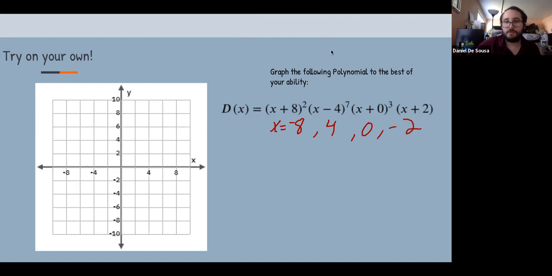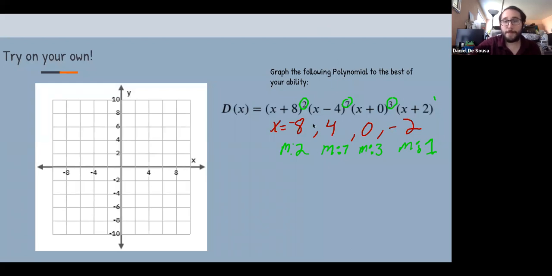I also know that the multiplicities of each are easy to tell because the exponents tell you how many copies of your solutions you have. So for -8, the multiplicity is 2. For 4, the multiplicity is 7. For 0, the multiplicity is 3. For -2, be careful, even though there's nothing here, there's technically a 1 here. So it's a multiplicity of 1.